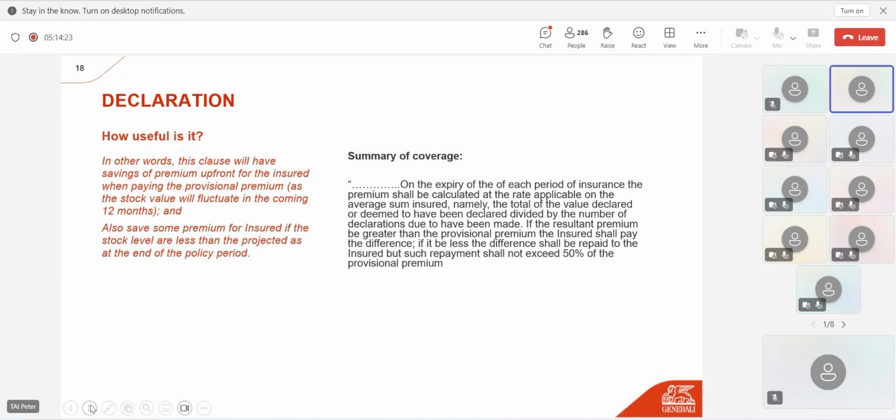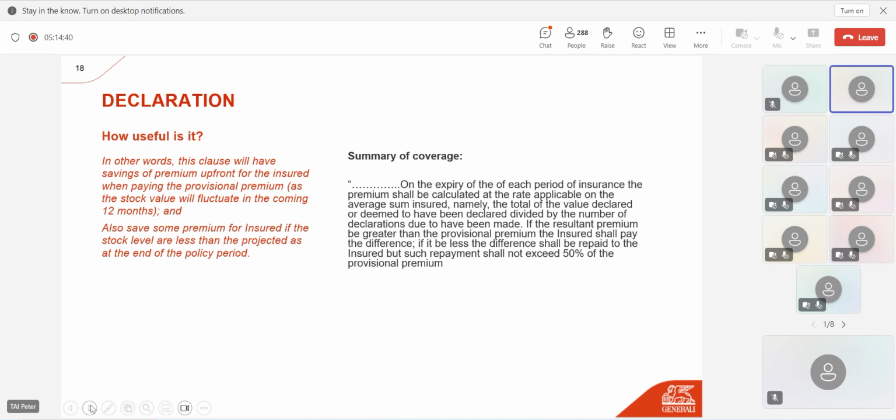Okay, I'll do the calculation for you. So in other words, this clause will have saving of premium upfront for the insured while paying for the provisional sum, as the stock value will fluctuate in the coming 12 months, and also save some premium for the insured if the stock level is less than the projected at the end of the policy period.